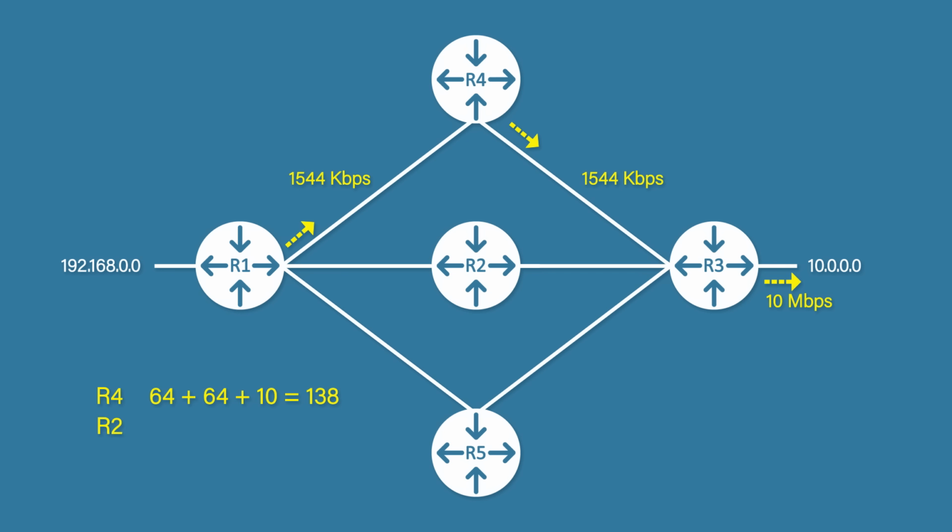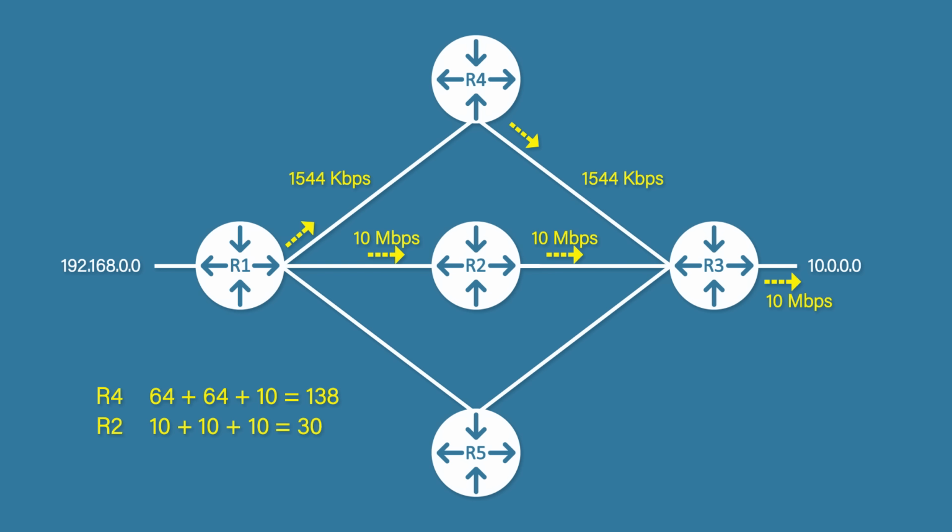Next, router 2. The first link is 10 megabits per second, so a cost of 10. Again, the next link is also 10 megabits per second. And we already know the last link is 10 megabits per second. So this means router 2 gives us a total cost of 30.